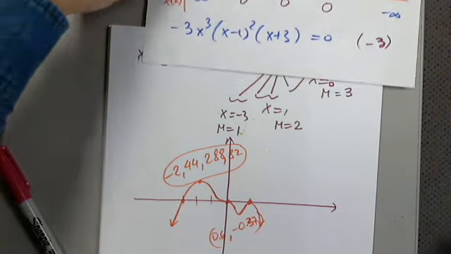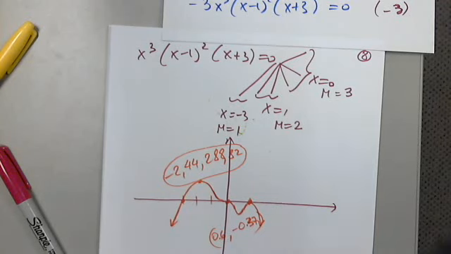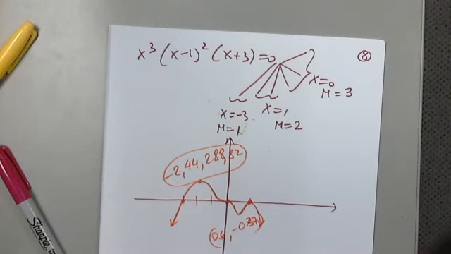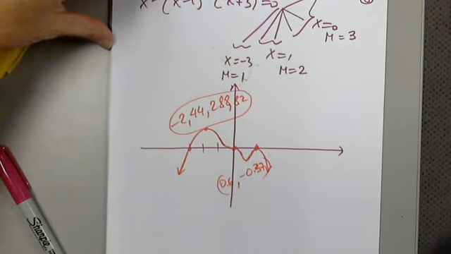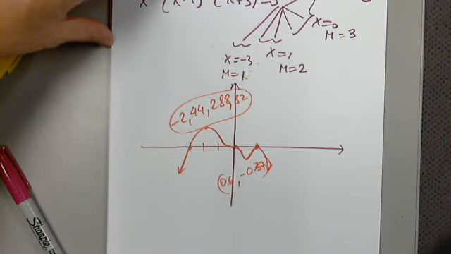Initially, I'm sorry, initially I think these polynomials look scary, but when you come down to the details, once you determine the x-intercepts and the multiplicities and the end behavior, that's all you need, really. Any questions? Any questions on this?